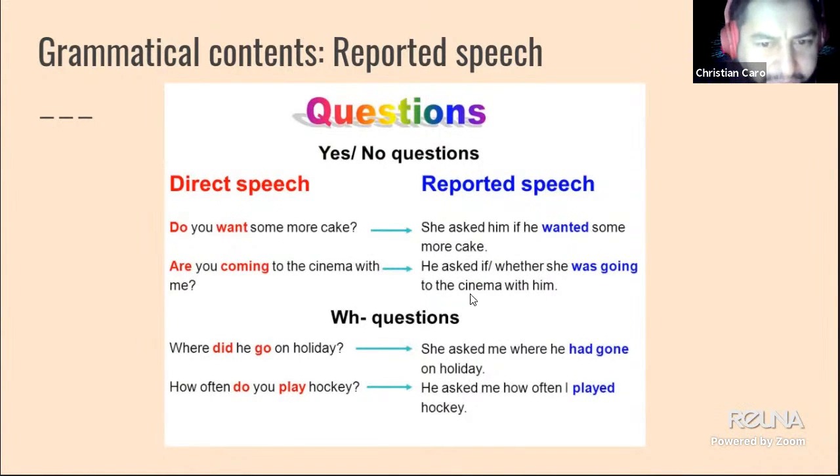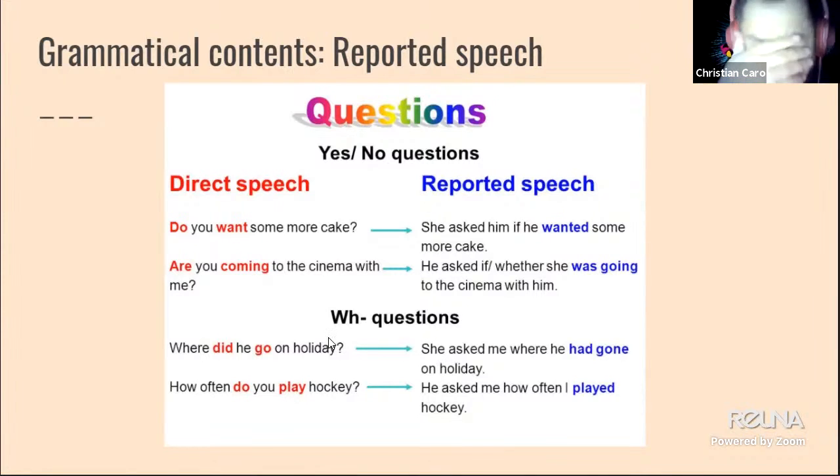Okay. And finally, para terminar el review, where did he go on holiday? Simple past in this case, with WH questions. In this case, we use, for example, the question words, and we use them, for example, as relative adverbs in this case here.